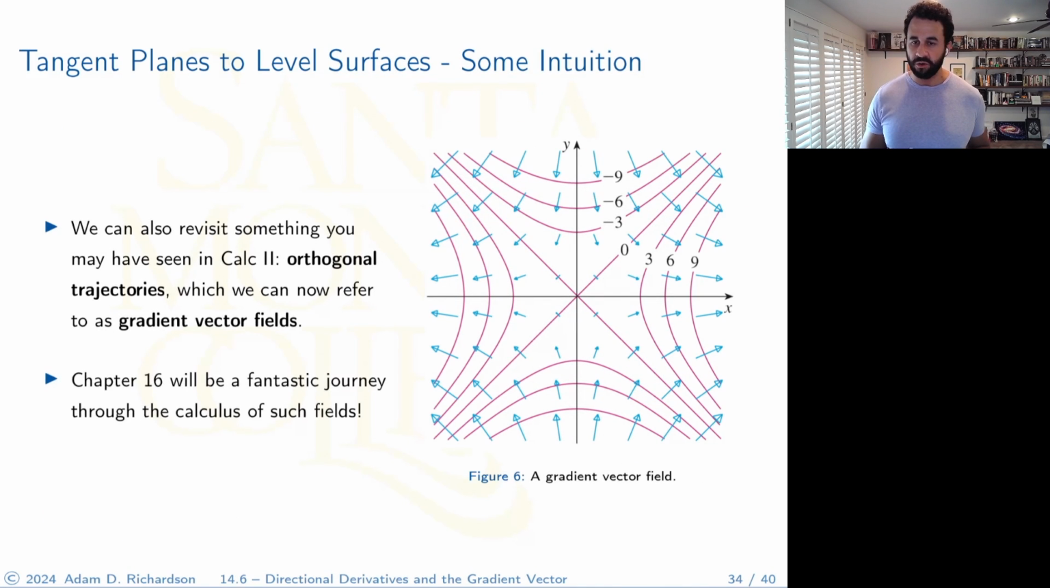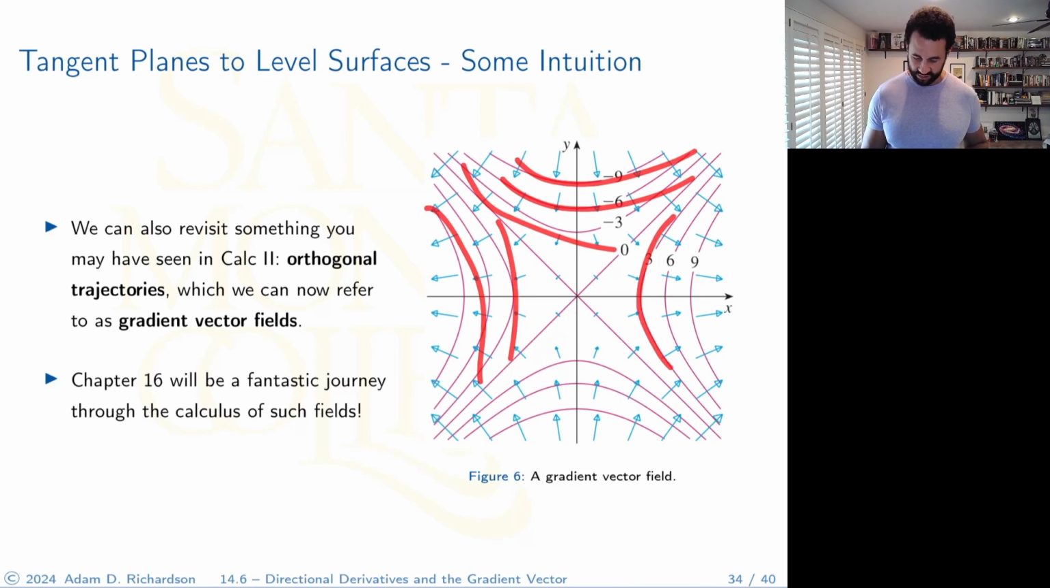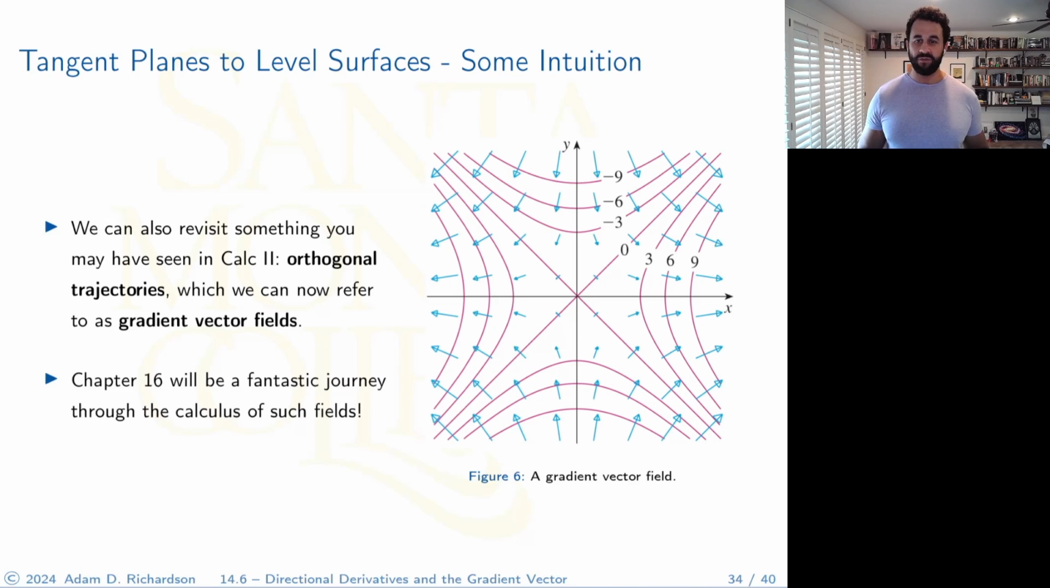Maybe some of you saw this before. I know we don't cover this in Calc 2 at SMC, but some of you might have learned this in Calc 2 elsewhere. If you ever learned about orthogonal trajectories, those are basically what we call gradient vector fields. So you have some scalar function, and here are the level curves of that function right there. In this case, we've got a saddle. And if you look at the gradient at every point on that surface, then what you get are what are called orthogonal trajectories or a gradient vector field.